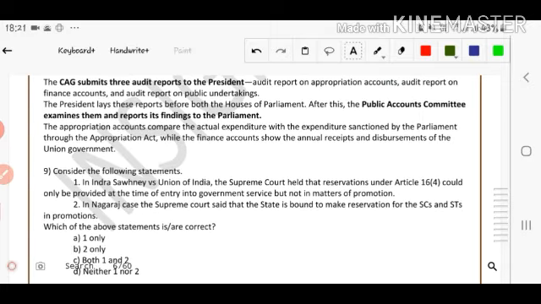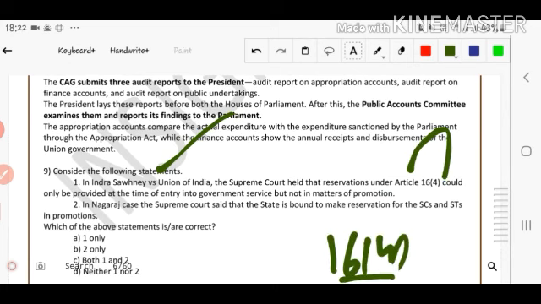हम बहुत कुछ डिस्कस कर चुके हैं. In the Indira Sawhney case, the Supreme Court had held that reservation under Article 16 clause 4 could only be provided at the time of entry into government service but not in the matter of promotion. Is it right?